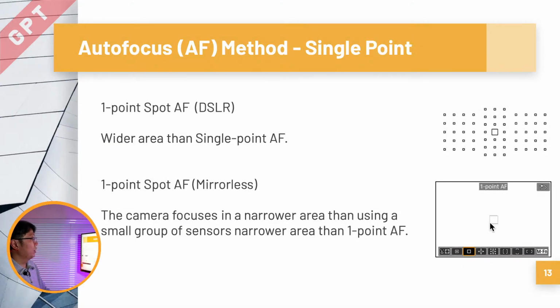So, the second one, the name is a little bit different. It's still called single point, or some in 5D will call it one point spot focus. R5 will call it one point spot AF, similar idea. In R5, the box will be a little bit bigger than before to give you the effect of a wider area, and then you can have the box cover more than the eye and nose, so you're still covering this area.